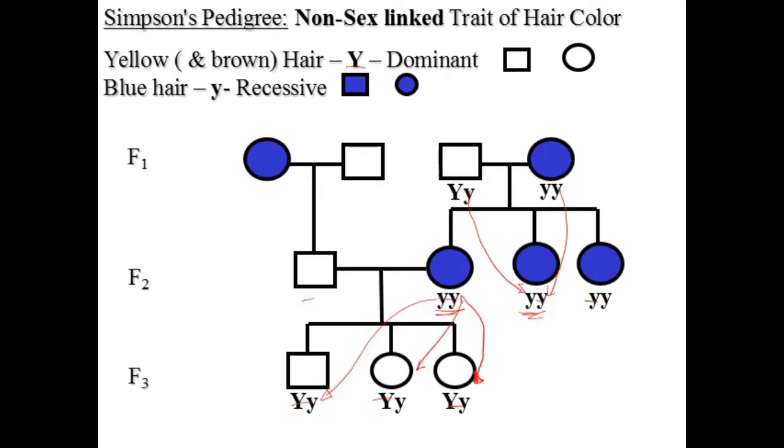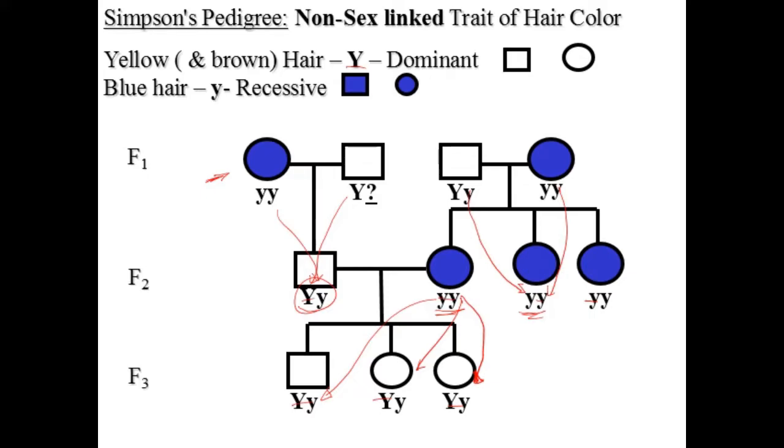Does he have another capital Y or does he have a lowercase y? Is he heterozygous or is he homozygous dominant? Well, to find out, you have to look at his parents. If you look at his mother here, she has blue hair as well, which means she's homozygous recessive. And because she's homozygous recessive, you know Homer has to be heterozygous because one lowercase y came from the mother and the other capital Y came from his father, who didn't have blue hair.